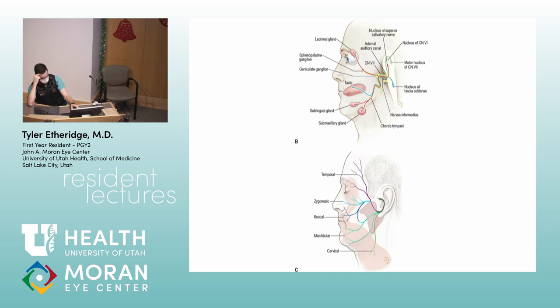So the motor root of 7, cranial nerve 8, and then the nervus intermedius, which carries the parasympathetics, enter into the internal auditory meatus. Some of those fibers, as depicted here, pass through the geniculate ganglion and continue on as the chorda tympani nerve, which carries, for example, taste to the anterior two-thirds of the tongue, highlighted in this blue picture. It also transmits parasympathetics to the submandibular and sublingual glands.